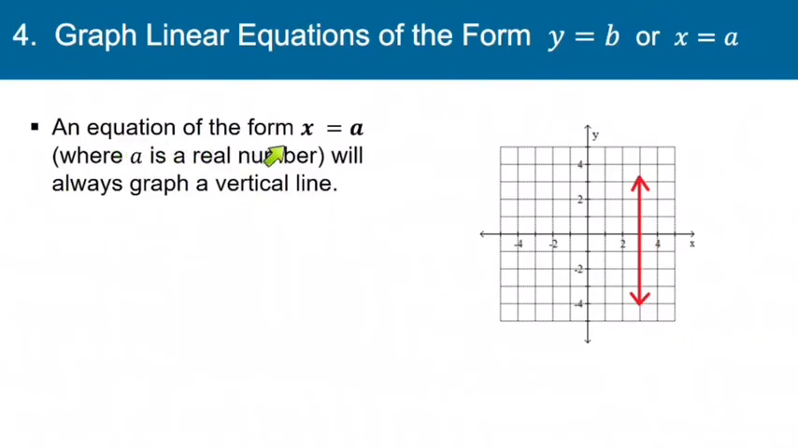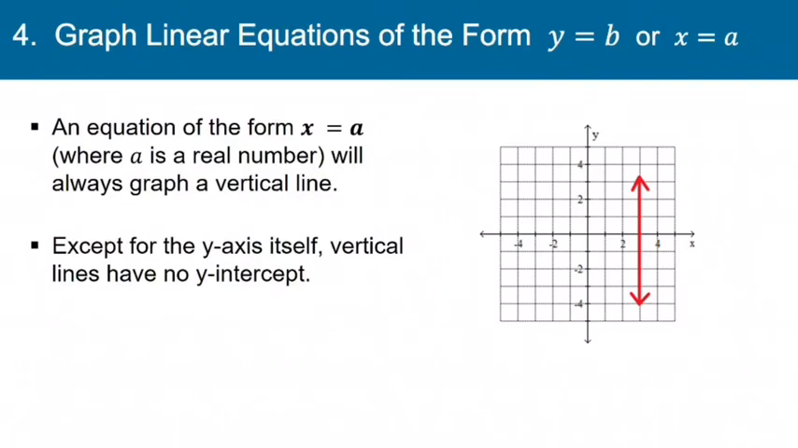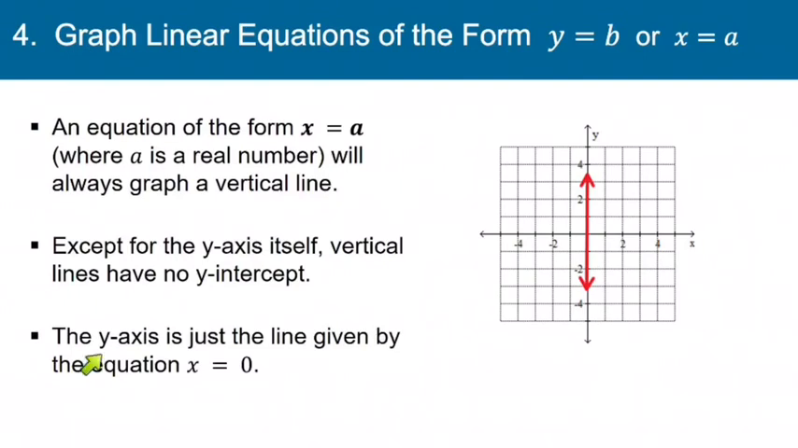And then if we have an equation of the form x equals a, where a is any real number, that will always graph a vertical line. And notice that except for the y-axis itself, a vertical line cannot have a y-intercept because a vertical line runs parallel to the vertical axis, so it can never cross the y-axis, so it can't have a y-intercept. The y-axis is just the line that's given by the equation x equals 0, because if you think about it, every point on the y-axis has an x value of 0.